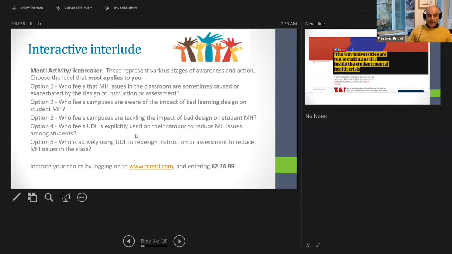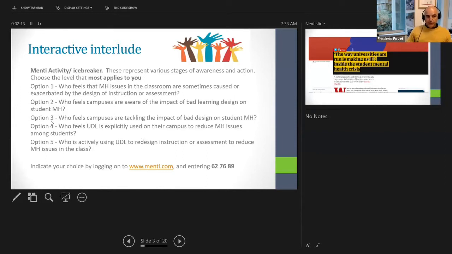Level 4 would be you feel UDL is explicitly used on your campus to reduce mental health issues. So not necessarily in respect to you, but you've seen practices. We've just talked about community of practice. Maybe you've got colleagues involved in that work. You have the feeling that on your campus, people are trying to do that.